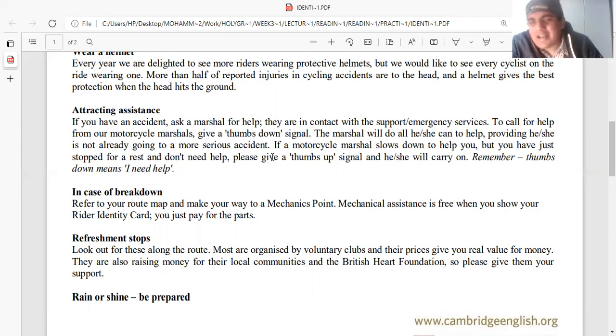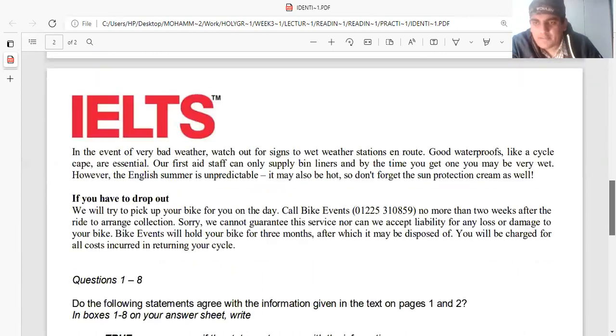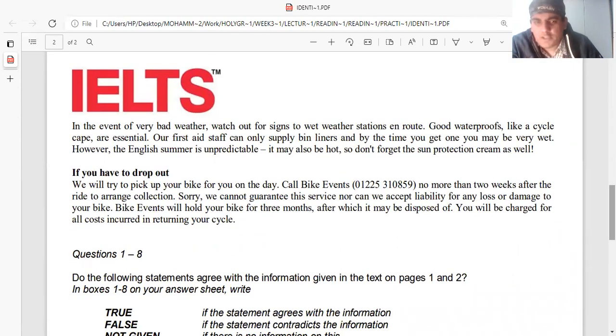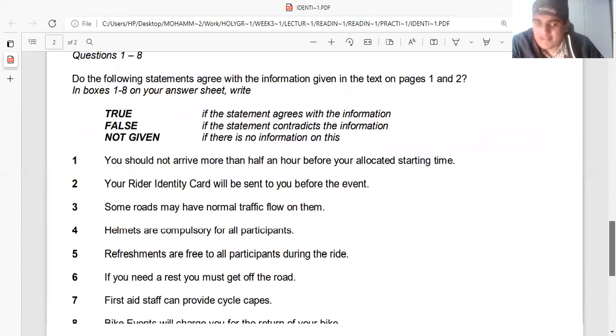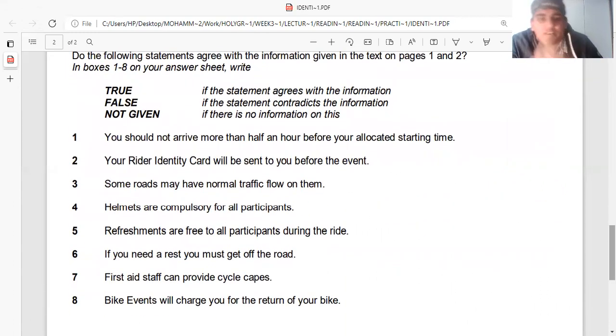So over here, they're just saying that, sorry, just breeze through it a bit quickly. But in case you need any sort of help, you just give a thumbs down signal. And if you don't, you'll just give a thumbs up and say that you are fit to carry on. But they're not mentioning anything about getting off the road, right? That could be true, that could be false, we don't know, but there's not enough information in the passage to determine as to whether or not that is the case. So in this case, I would probably say that the answer will be not given. There is insufficient information.